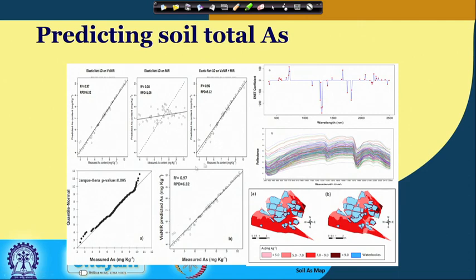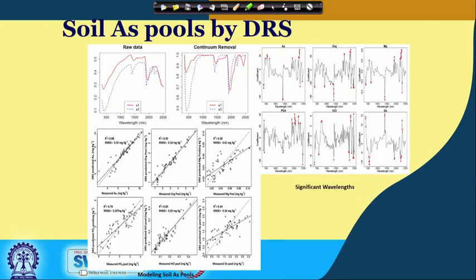So, you can see using this model you can use the geostatistical interpolation which we covered in the last lecture. Geostatistical interpolation can be used to take these model predicted values to produce the arsenic contamination map. So, you can see we are getting arsenic contamination maps for that area showing different levels of arsenic contamination, starting from low to very high.